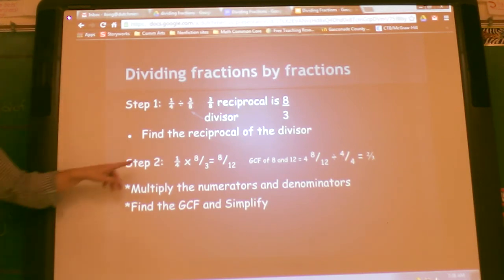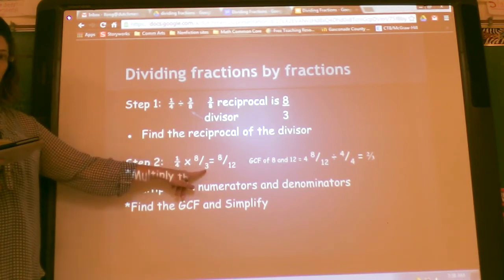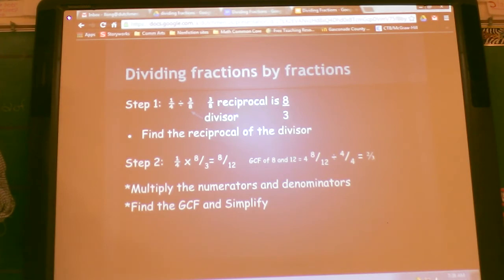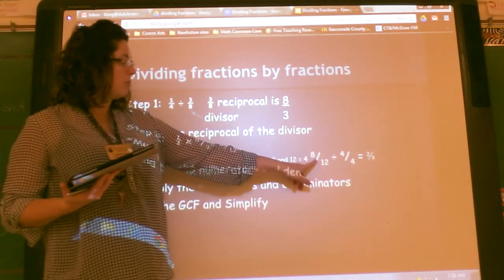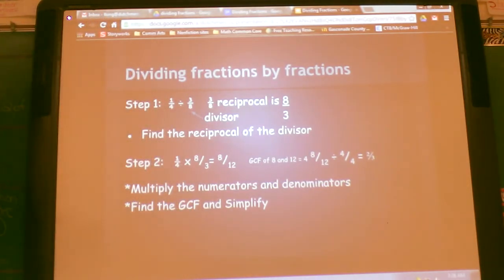And then we're back to what we did last week. We're just multiplying. So we multiply our numerators. 1 times 8 is 8. 4 times 3, multiplying our denominators, gives me 12. Then to simplify, I find my GCF of 8 and 12. It's 4. So I divide top and bottom by 4 to get an answer of 2/3.